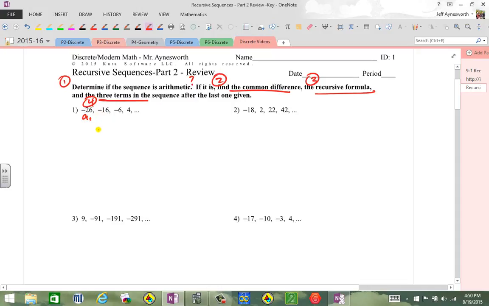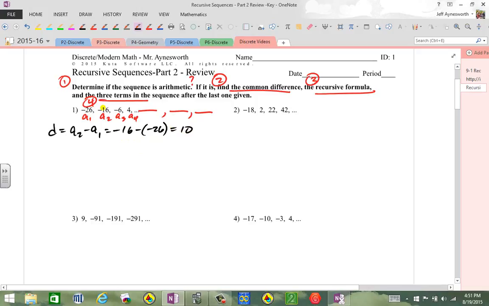So the first term is negative 26, second term A2 is negative 16, third term is negative 6, fourth term is 4. What is the fifth term, the sixth term, and the seventh term? What are those three terms? So what we do is we find the common difference first by subtraction. The common difference is always found by taking A2 subtracting A1. So in our case, negative 16 minus negative 26. All right, that's negative 16 plus 26, or 10.